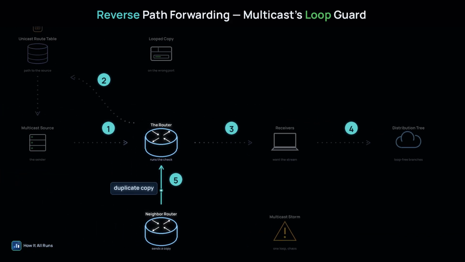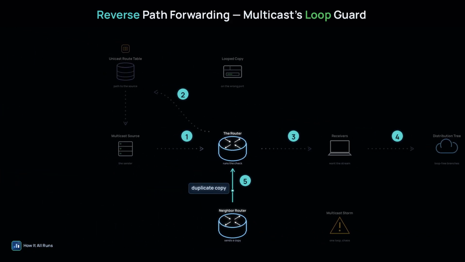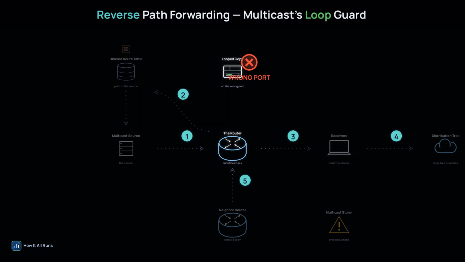Now the dangerous case. A neighbor router, part of the same delivery, forwards its own duplicate of the very same stream, and that copy comes knocking on one of our router's side interfaces. That arriving duplicate is the looped copy we feared. It reached us on a side interface, not the reverse path one, because the reverse path to the source points somewhere else entirely. So the comparison mismatches. Because the interface is wrong, the router does the one thing that saves the network. It silently drops the copy. Nothing is forwarded, so this stray duplicate dies right here instead of feeding a loop.